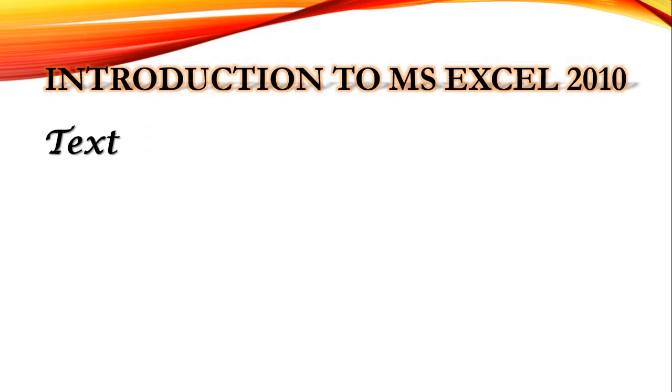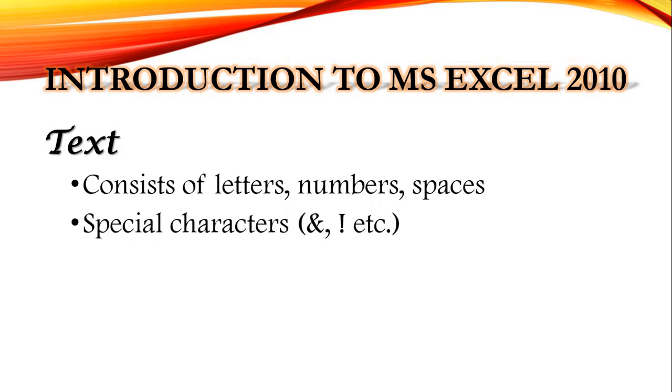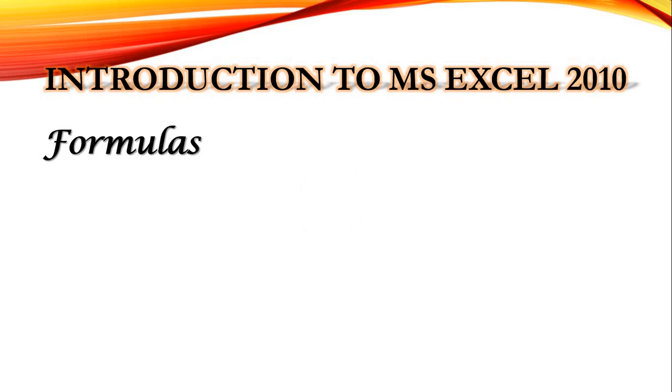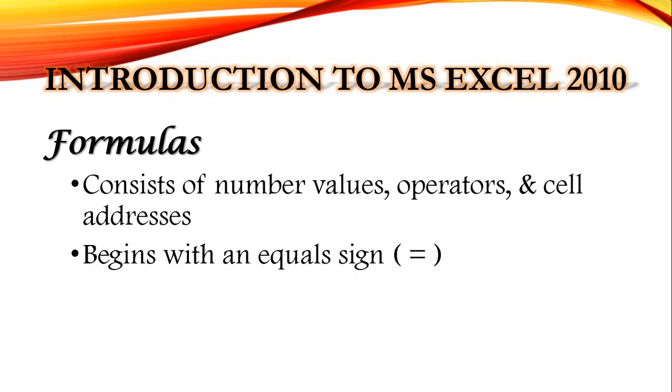Next, text data type. It contains numbers, letters, and special characters like an exclamatory symbol. It is not used in calculations. The default alignment of text data type is left aligned in a cell. Next, formulas. It includes number values, operators, and cell addresses. It is a mathematical equation. Each and every formula begins with an equal sign.